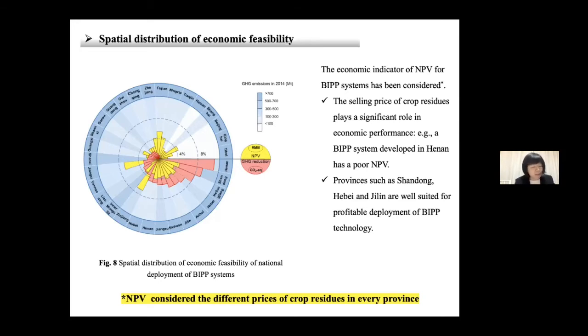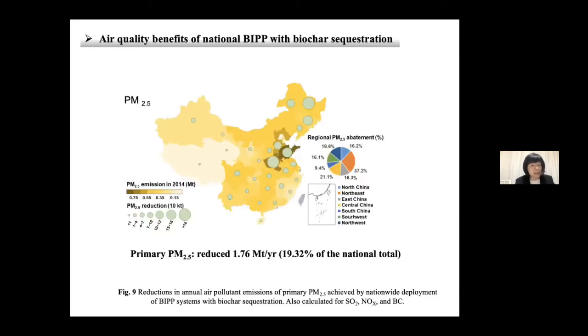For example, a BIPP in Henan has a poor NPV because of the relatively higher price of wheat and rice crops. Also, there's abundant biomass resource. So as a result, provinces such as Shandong, Hebei, and Qinghai could develop BIPP technology with strong economic feasibility. And we also evaluate the resulting reduction of air pollution by applying BIPP instead of open-air burning and domestic biomass burning in our base scenario.